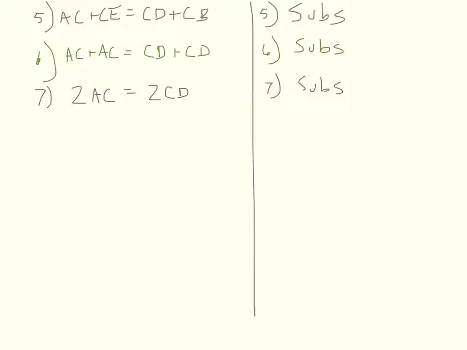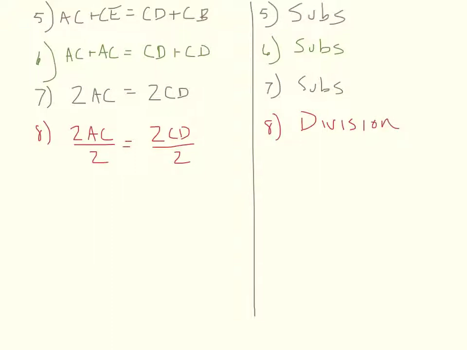Now, if I want to get AC by itself, I could take 2AC and divide it by 2, as long as I take 2CD and divide that by 2. And back in algebra, we learned a property of just dividing, and that is division. And lastly, we can simplify, which is what we're trying to prove, AC equals CD. And the last step is substitution. There you guys go. Good luck on this section.